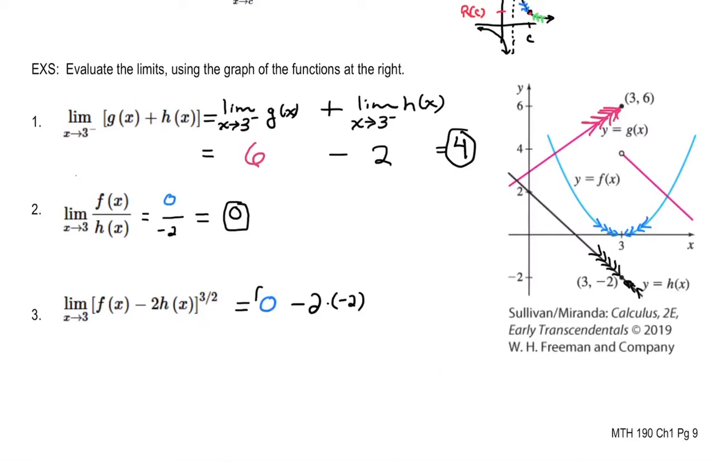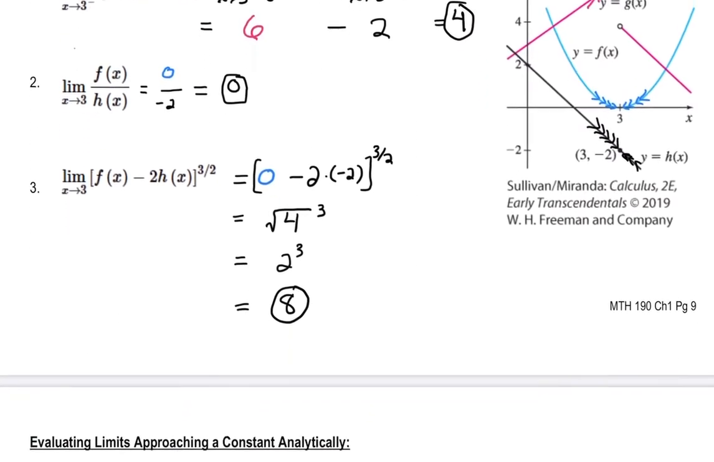And then this whole thing here is raised to the 3/2 power. So we end up with 4. And the 3/2 is really like a square root cubed, if you want to think of it that way. So of course this is just 2 cubed, and our final result here would be 8. All right, so those are just some basic limit properties.